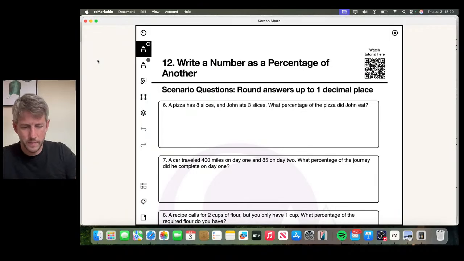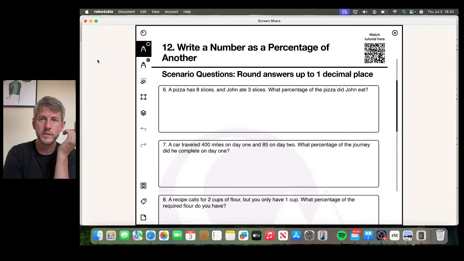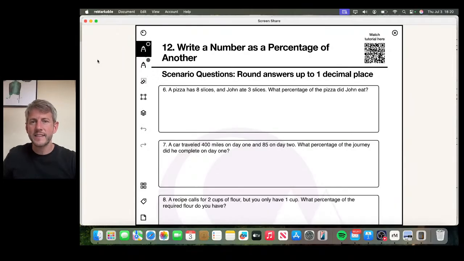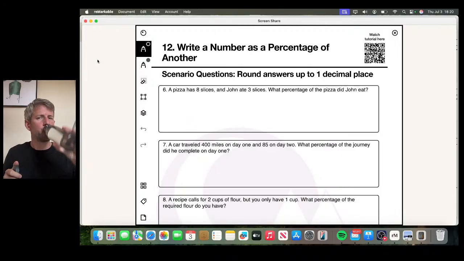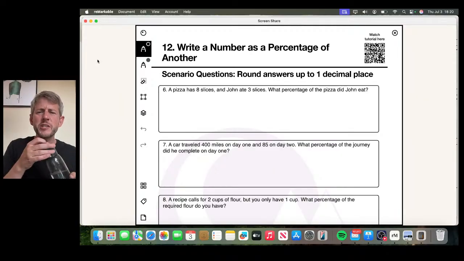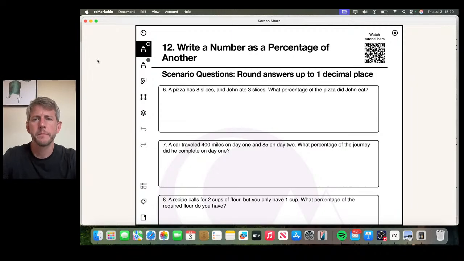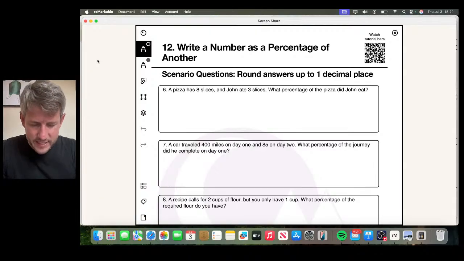Right, so here we go. Topic 12, again, the second half of the scenario ones. A pizza has 8 slices and John ate 3 slices. What percentage of the pizza did John eat? I think that's fine. Do you think it should be had? Keep it all in the past tense. A pizza had 8 slices and John ate 3 slices. A pizza has 8 slices and John eats 3 slices. Yeah, the tense needs to be the same.